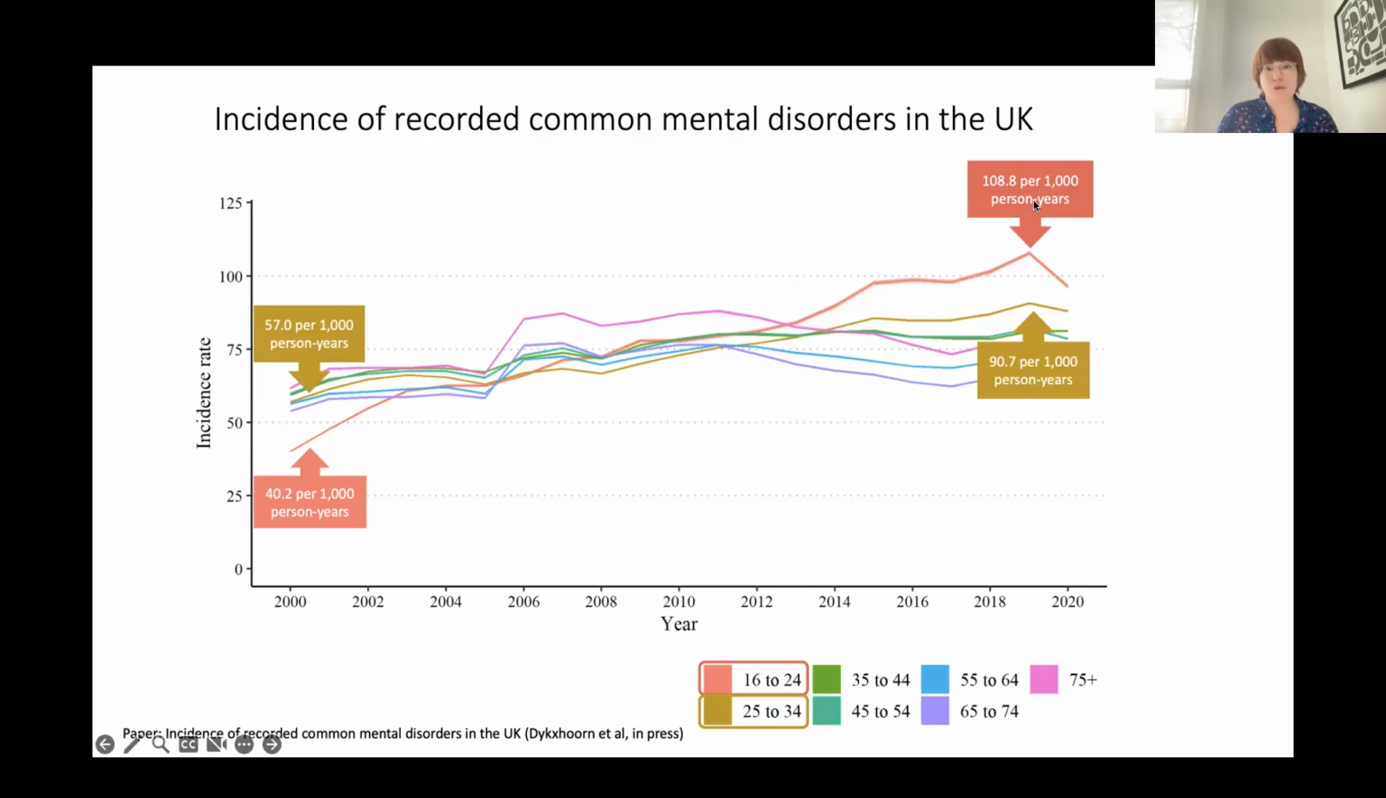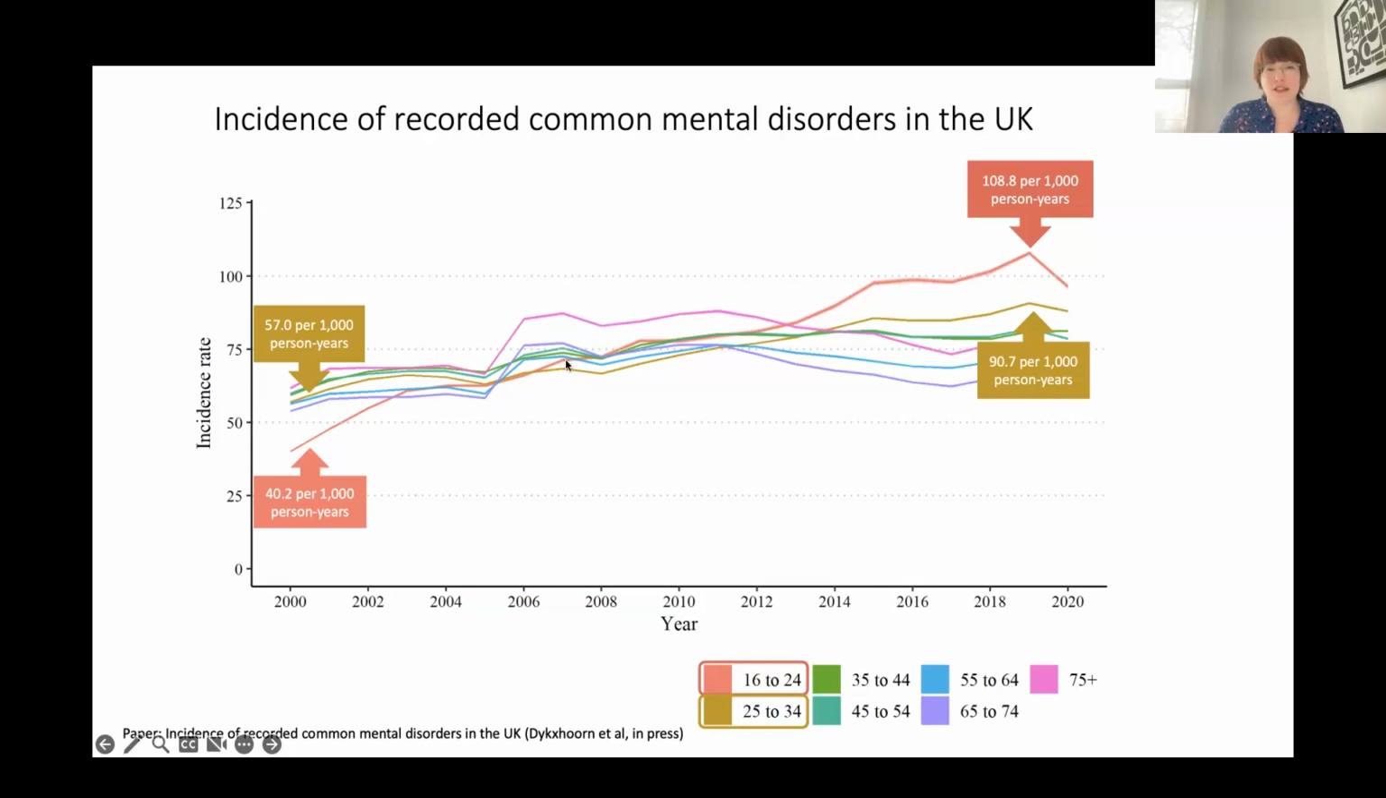However, when we look at 2019, this has over doubled to be 108 per 1,000 person years. So you can see that there is this really dramatic increase over the 20-year period that we're exploring here. You can also see that there is a rise in the second youngest age group as well, so those 25 to 34. So that has increased from 57 per 1,000 person years to 90.7. So this is not quite as dramatic of a rise, but over this period, these increases are really notable.